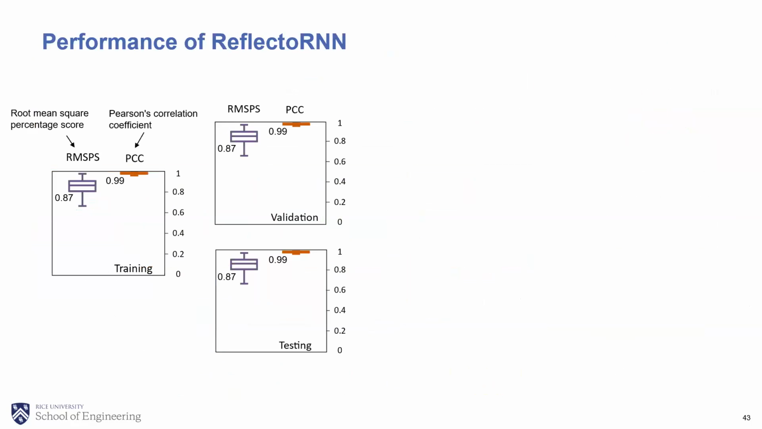Next slide. So now let's look at the performance of Reflector RNN. So still root mean square error and Pearson correlation coefficient. You can see their values are very high, especially the PCC is as high as 99%. In addition, you can see from the training set to the validation and testing set, there's no degradation of the performance of Reflector RNN. So this actually shows the capability of Reflector RNN in recognizing new materials.